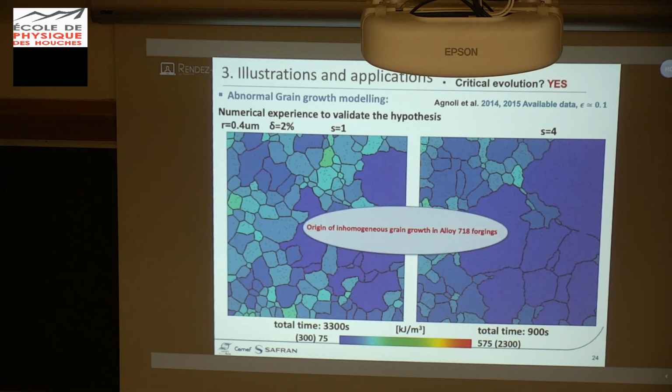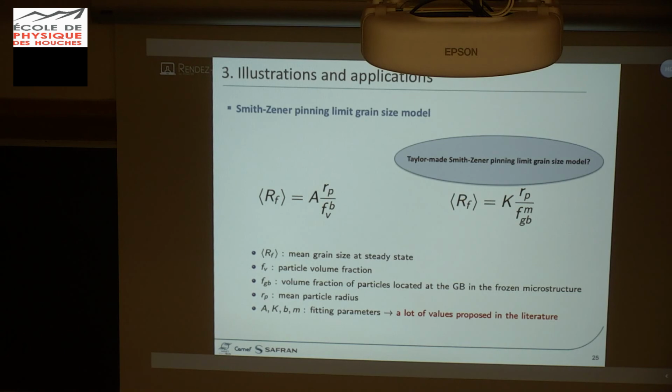And finally, this simulation was a way to validate and to improve the experimental procedure in the thermomechanical path for the forging of these alloys. So, another aspect, and I will stop here to have time for 5 minutes of discussion, is the use of full field simulation to improve the classical mean field equation to predict limit grain size.